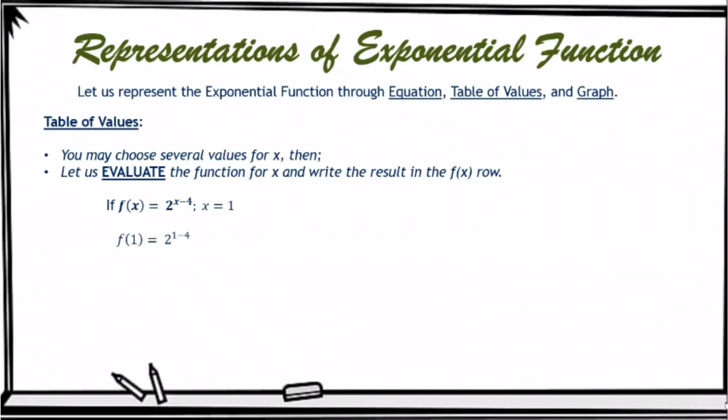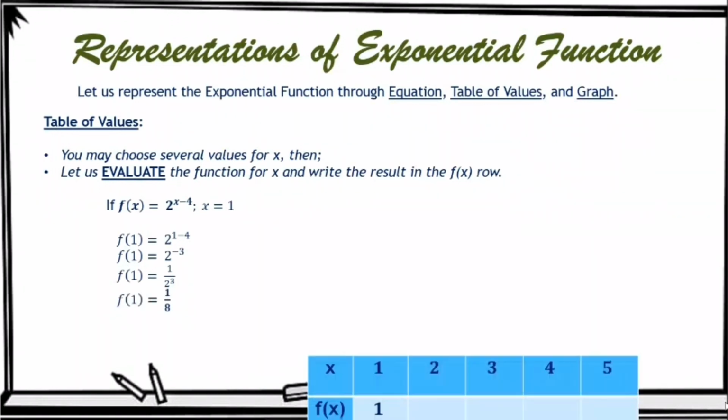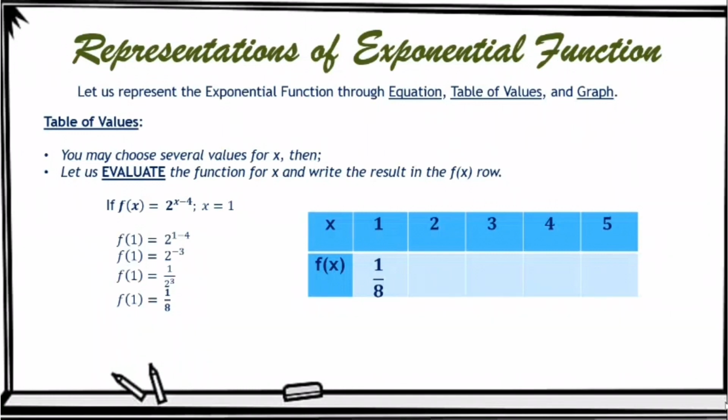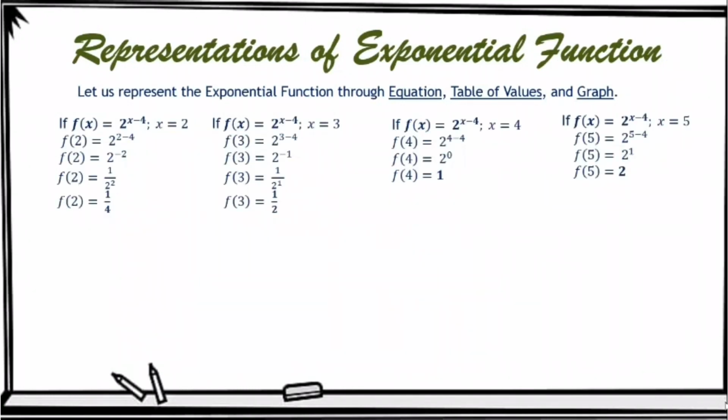Simplify the exponent. That will give us f of 1 is equal to 2 raised to negative 3. Again, apply the law of negative exponent. So that will be f of 1 is equal to 1 over 2 raised to 3. Then simplify the denominator. Our resulting equation now will be f of 1 is equal to 1 over 8. Again, same process for the remaining x values. This will be the results.